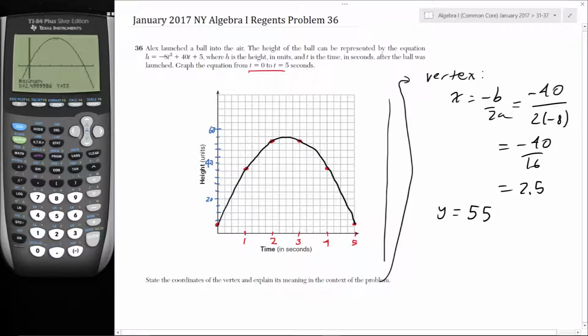You can get that from the calculator. You're allowed to plug that into the calculator. Or if you want, you could say negative 8 times 2.5 squared plus 40 times 2.5 plus 5, and you're allowed to plug this into the calculator at this point as 55. Okay. Now the vertex is then 2.5 comma 55.